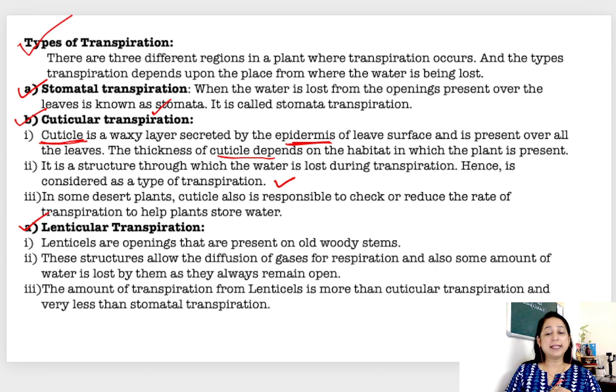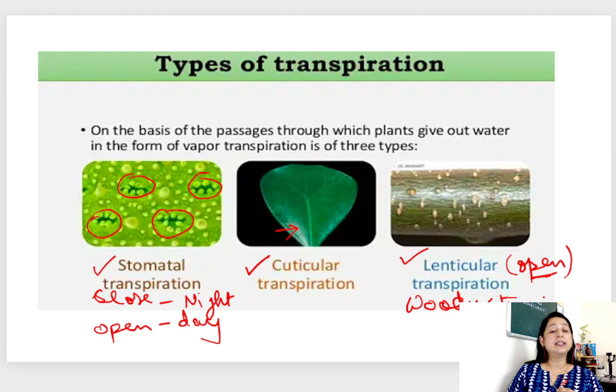Then is lenticular transpiration. What are lenticels? First of all, they are present on the old woody stems. These openings or structures allow diffusion of gases also for respiration, and as they are always open, they lead to some amount of transpiration also. But the amount of transpiration is very less from the lenticels. So, how many types of transpiration are there? There are 3 types of transpiration: stomatal, cuticular, lenticular transpiration. Stomatal through stomata, cuticular through cuticle, and lenticular through the permanent openings known as lenticels.